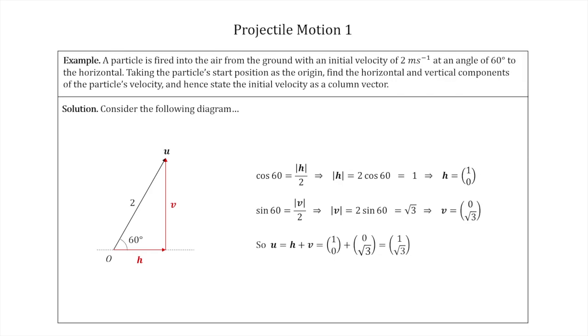So the longer u is, the bigger u is, the faster the initial speed of the particle. The important thing to know is that in general you can always do the same thing. So what did we do? We found that the horizontal component is 2 cos 60. It's the magnitude of the vector times the cosine of the angle the vector is making with the horizontal. And the vertical component is the magnitude of the vector times the sine of the angle it's making with the horizontal. And this will always be true.